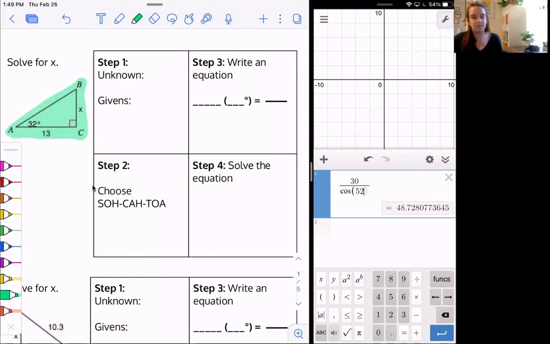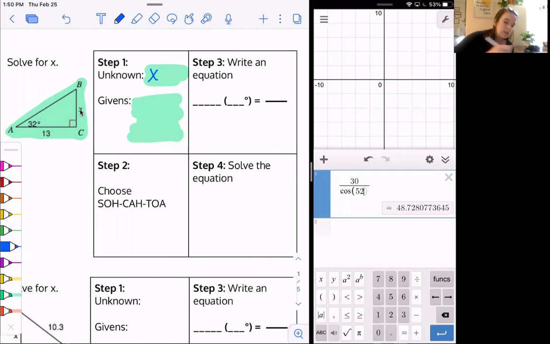All right. So for our unknown, what is our unknown? What is the thing they want us to find? Do they want us to find 32? Did they want us to find 13? Yeah, they want us to find this side over here, right? They want us to find BC. They want us to find X.